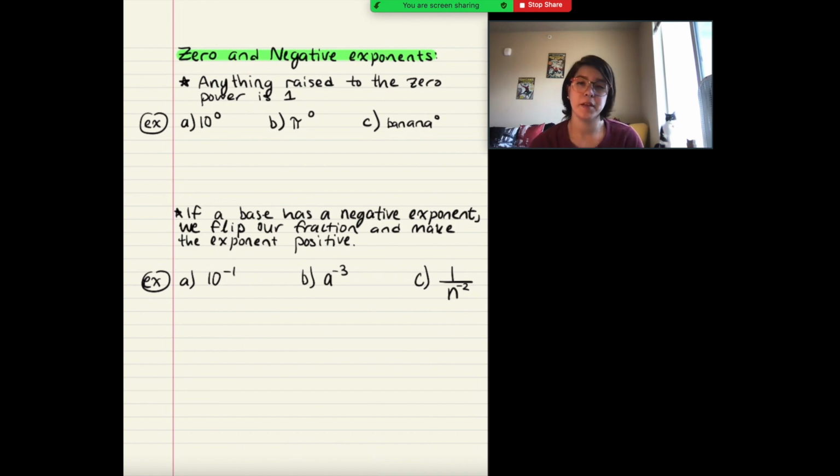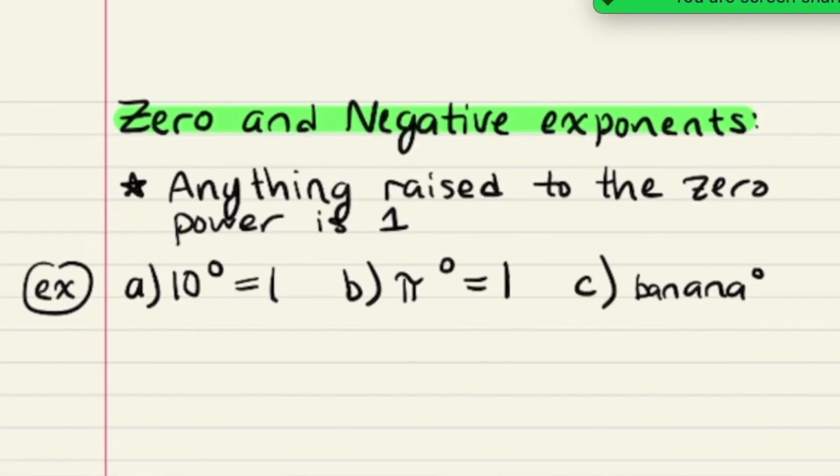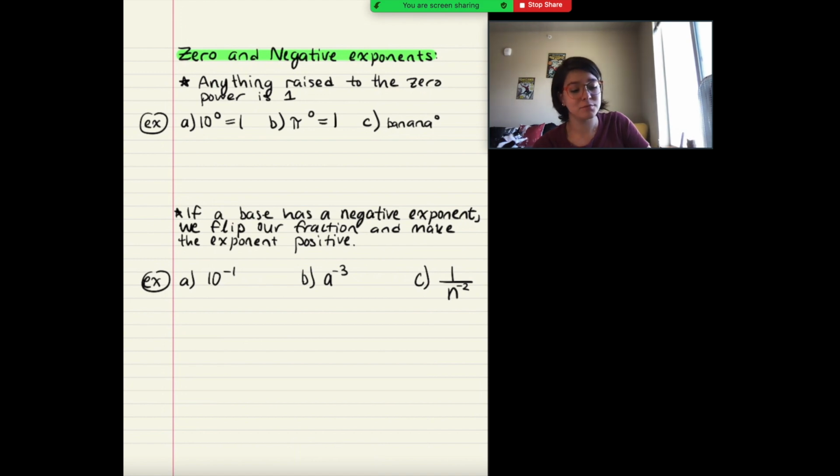Our final thing that we're going to look at before we look at some more examples is the 0 and negative exponents. So anything raised to the 0 power is going to be 1. Anything at all, if we raise it to the 0 power, it's going to be 1. So for example, 10 to the 0, that would be 1. Pi to the 0, that would also be 1. Banana to the 0 would be 1. So as you can see, literally anything, if we take it to the 0, it's going to be 1.